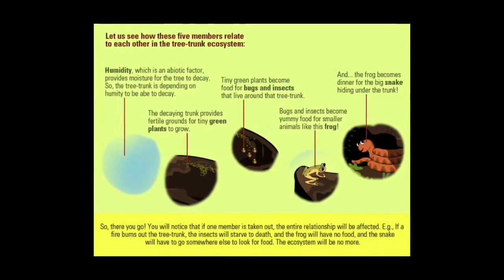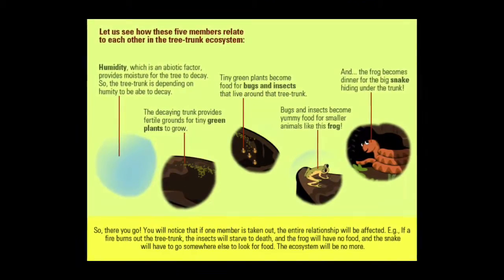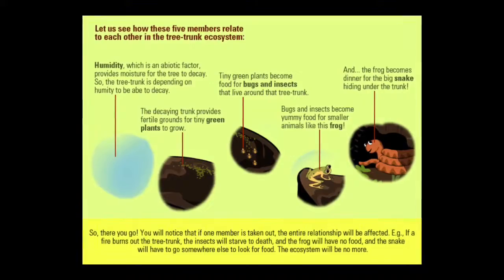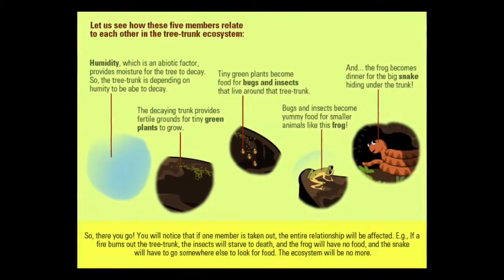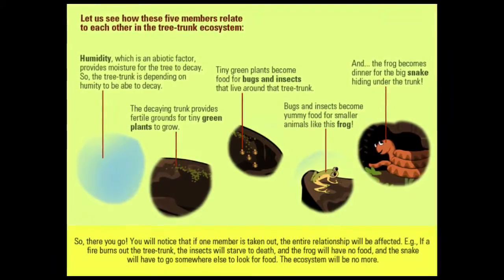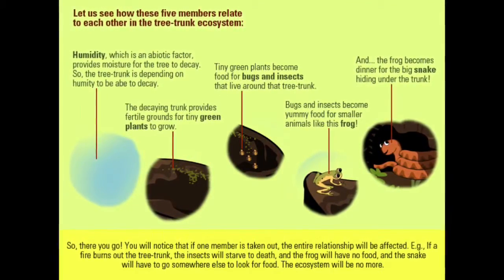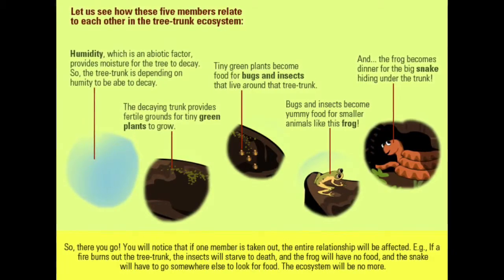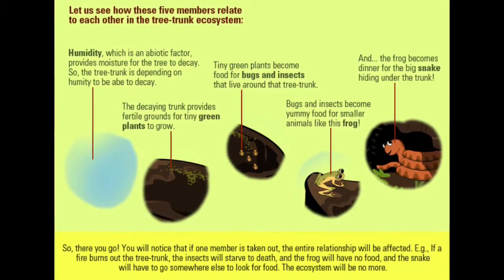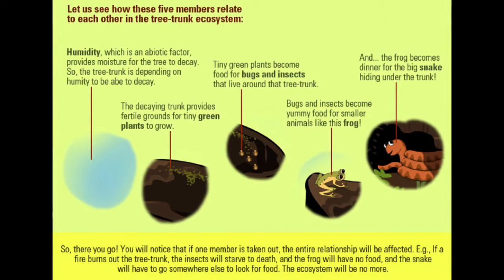Humidity provides moisture for the tree to decay. The decaying tree trunk provides grounds for green plants to grow. Green plants become food for bugs and insects. Bugs and insects become food for smaller animals like this frog. And the frog becomes dinner for the big snake hiding under the trunk. There you go. You'll notice that if one member is taken out of it, the entire relationship would be affected.